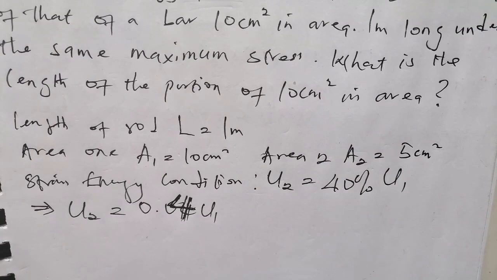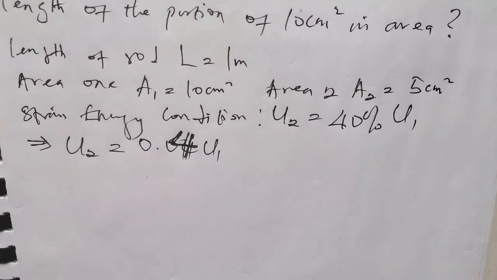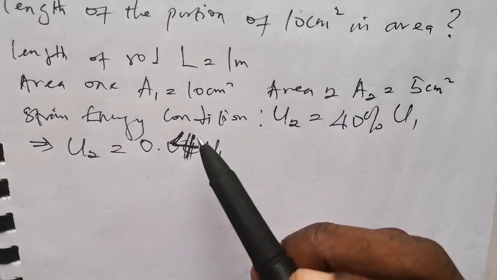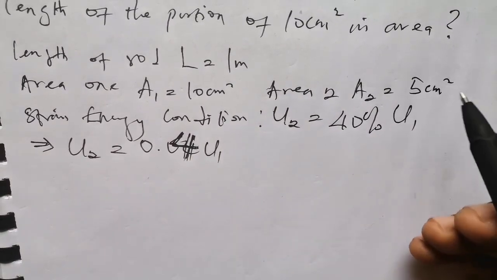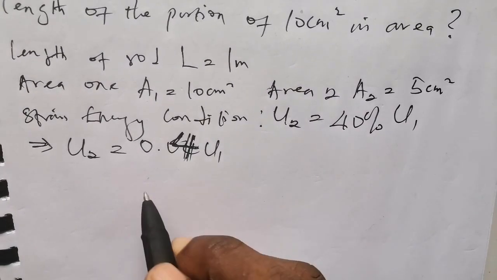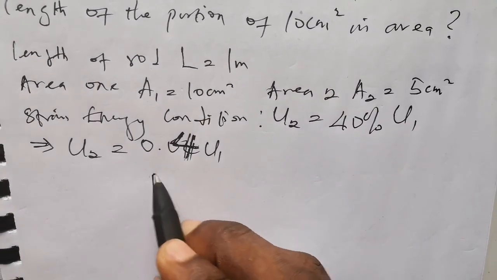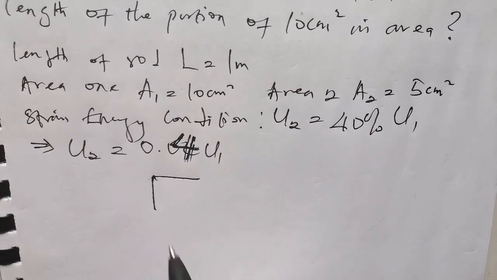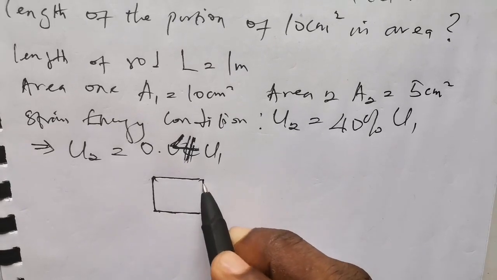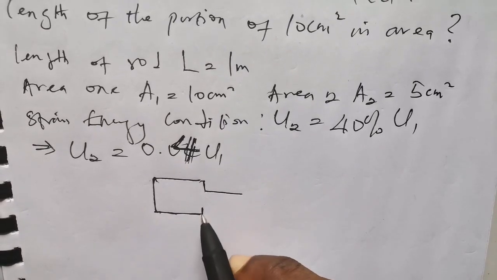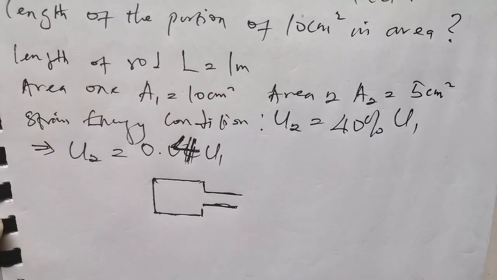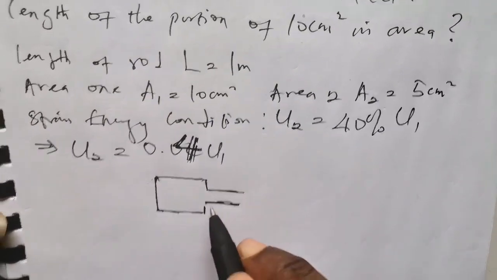Now let's draw a diagram to illustrate this whole thing. We have a bar. The first area is 10 centimeters squared and the second area is 5 centimeters squared. So if the area of the first portion is 10 centimeters squared, it means the first portion has a bigger area or a bigger diameter than the second portion. So you have something like this. Alright, so this is a vivid example of what the question is saying.